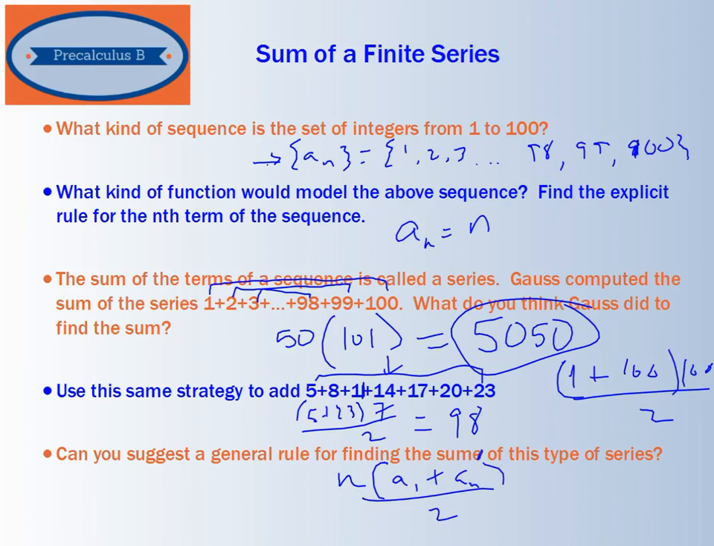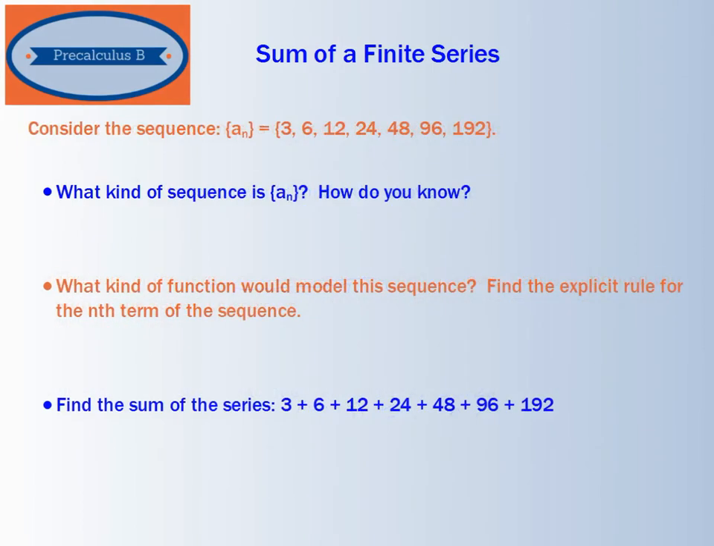And sum doesn't have an e. So this next sequence, where we have 3, 6, 12, 24, 48, 96, 192, is a type of geometric sequence. And we know because there's a common ratio. And that common ratio is equal to 2. We're multiplying by 2 each time.